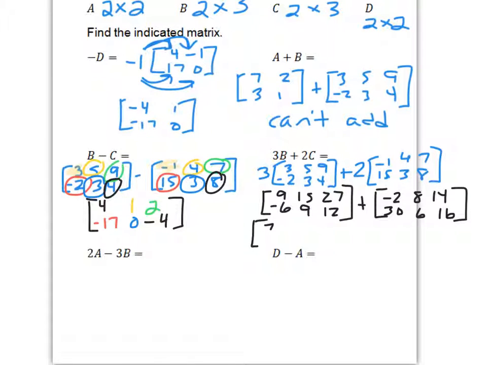So 9 minus 2 is 7. 15 plus 8 is 23. 27 plus 14 is 41. -6 plus 30 is 24. 9 plus 6 is 15. 12 plus 16 is 28.